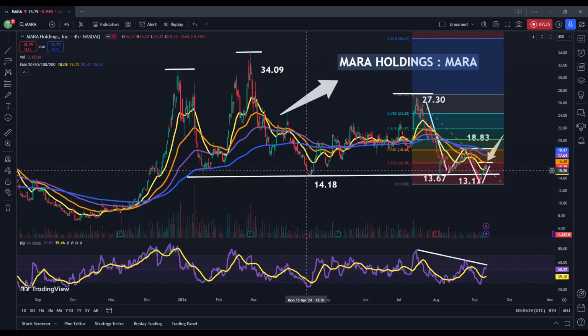So here's the current stock market analysis for Mara Holdings Incorporated, stock ticker MARA.